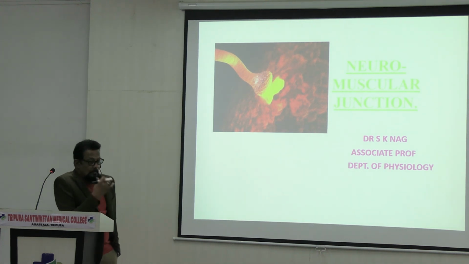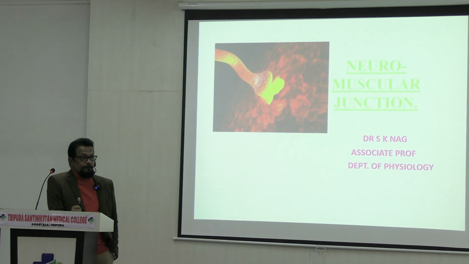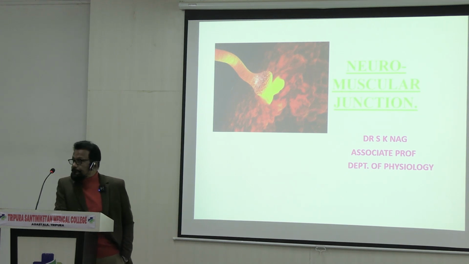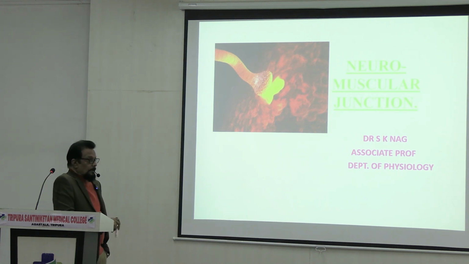As you know, our body functions are controlled by two mechanisms. One is neural mechanism, another is endocrine mechanism. Neural mechanism is done by the nervous system. Now this nervous system is of two types, peripheral and central nervous system.